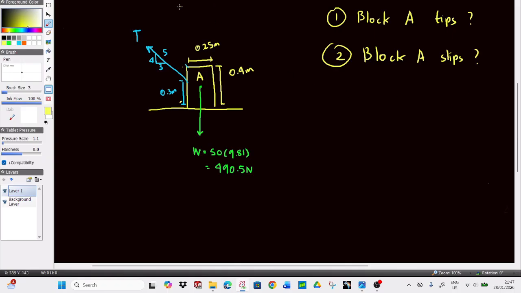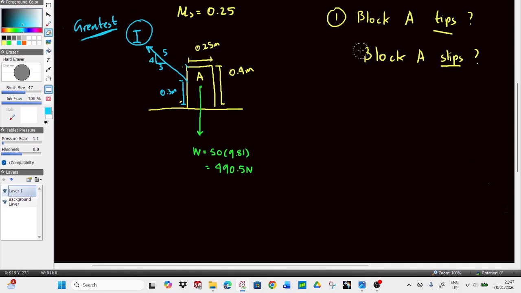Oh, I forgot to add one more thing. The coefficient of static friction here is 0.25. Okay, that's important. So does it tip or does it slip? And of course, maybe it will tip or slip, all right? But which one will give us the greatest value of T? So you want the greatest value of T, okay? That's what the question really wants. Because once you get the greatest value of T, then you can easily find the mass of D, right?